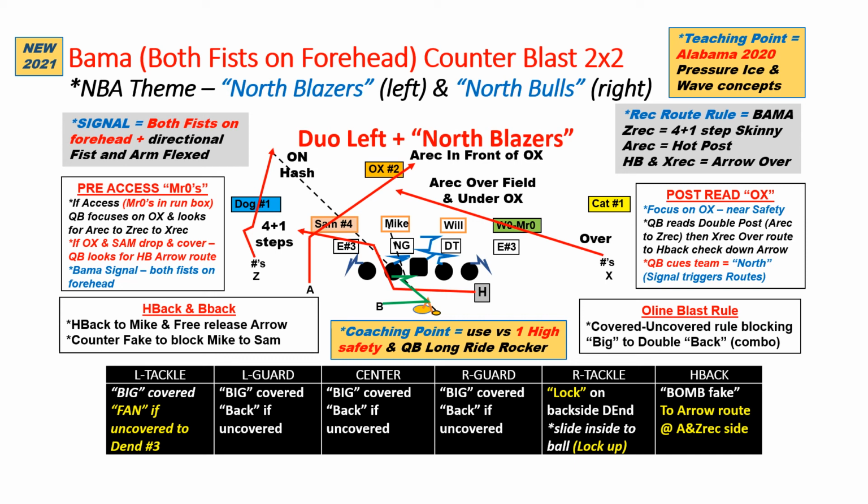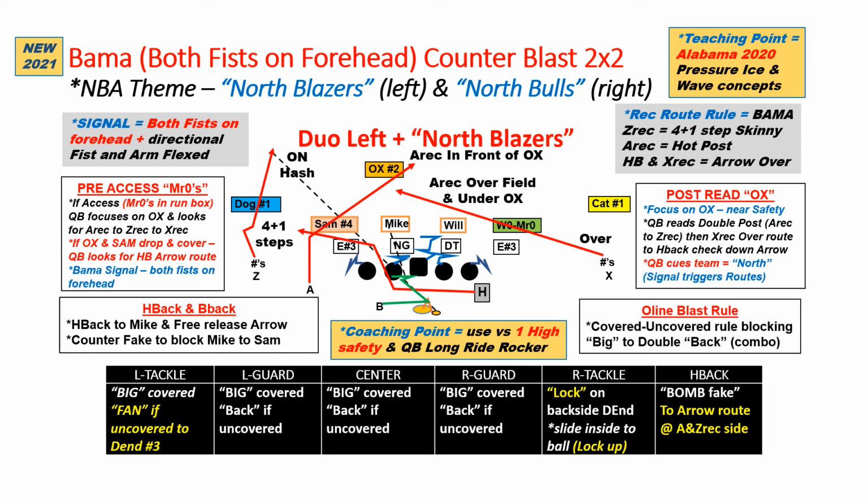The X then, same thing, wants to get over the field but then get just underneath the ox so that if the ox drops, we can just go ahead and find all that open space underneath him. So again, it's an outside in, reading the ox all the way with the double post, to a high-low with the ox, the A and the X, with the H as a check down. This is out of 2x2.